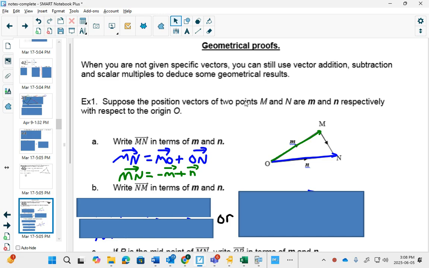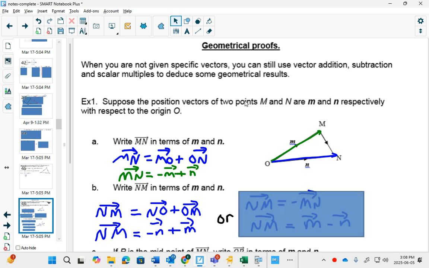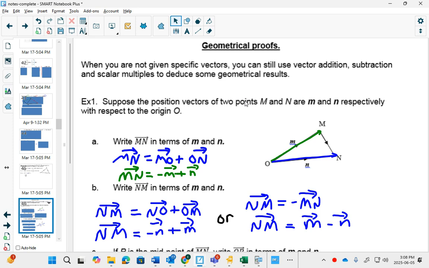So you just sort of draw the picture, map it out. I want to go from M to O and O to N, and then you write the vectors that way. Similarly, if you wanted to go from N to M, we could go NO and OM. Or we could just take our previous answer and put a negative in front of it and write M minus N.